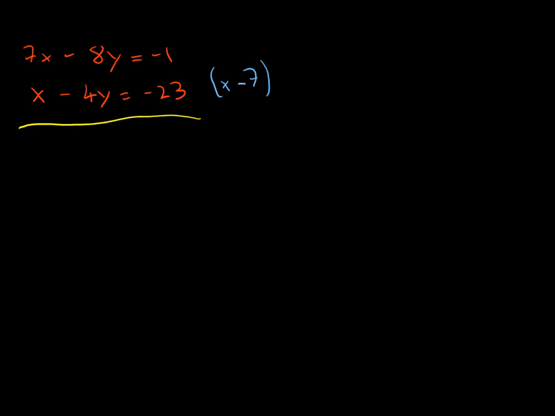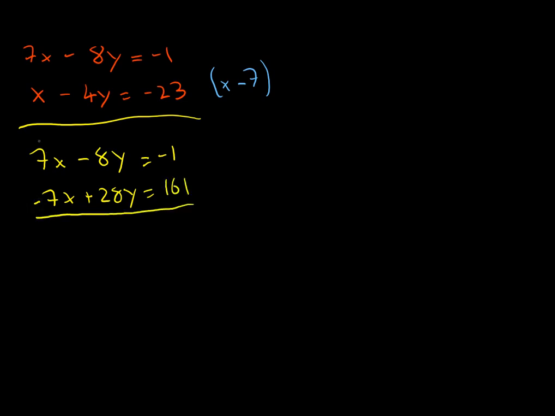The signs have to be different for the same terms to cancel. So the first line stays as it is, 7x minus 8y is equal to minus 1. When you multiply the second equation across by minus 7, you have minus 7x plus 28y is equal to minus 7 by minus 23, which is 161.